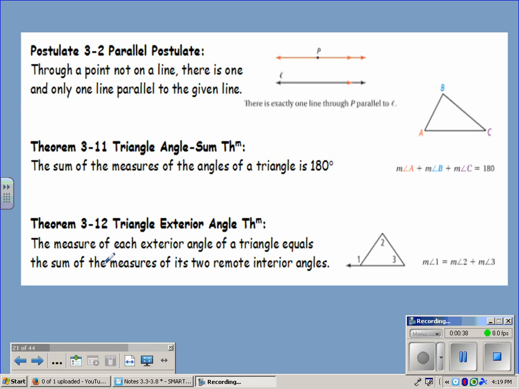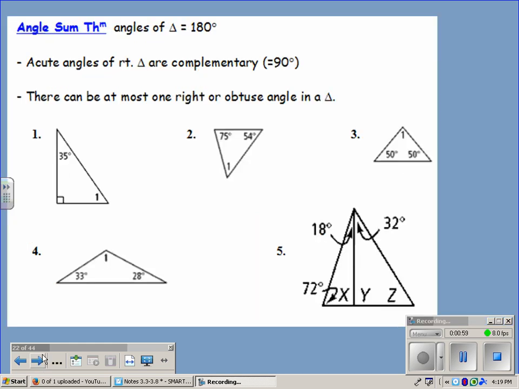Okay, the next one you're very familiar with. There's 180 degrees in a triangle. Very basic. The new one, though, might be the exterior angle theorem, which is basically talking about if you have two remote interior angles, if you add them up, it's going to equal the exterior angle of a triangle. So that part might be new. So hang tight and get ready to do some triangles.